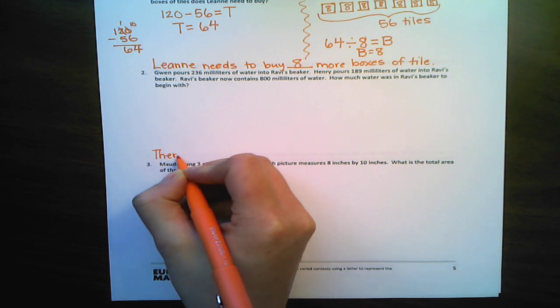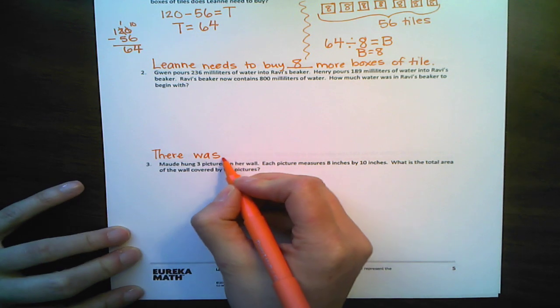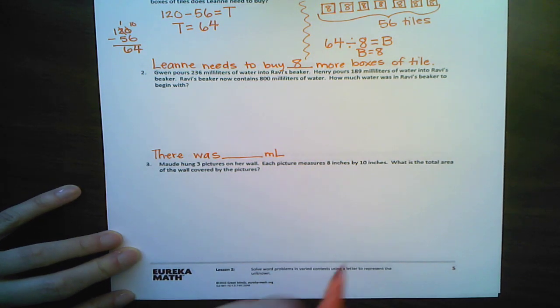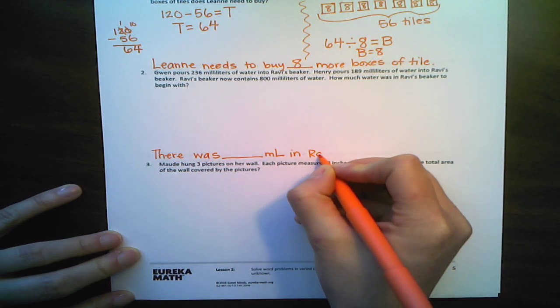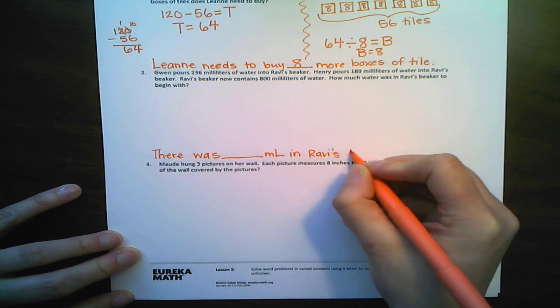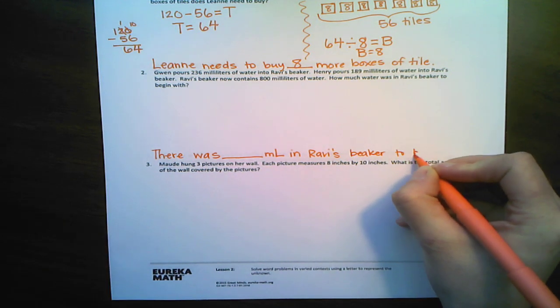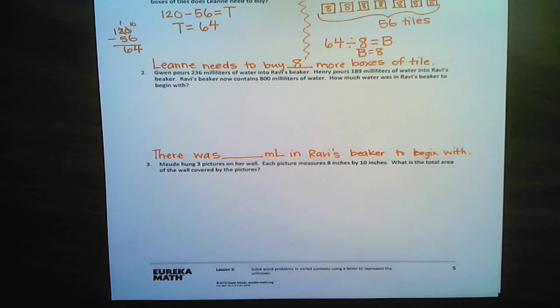There was, we're talking in milliliters here, so I'm going to put a blank, and then I'm going to write ML. That is the abbreviation for milliliters. In Ravi's beaker to begin with.